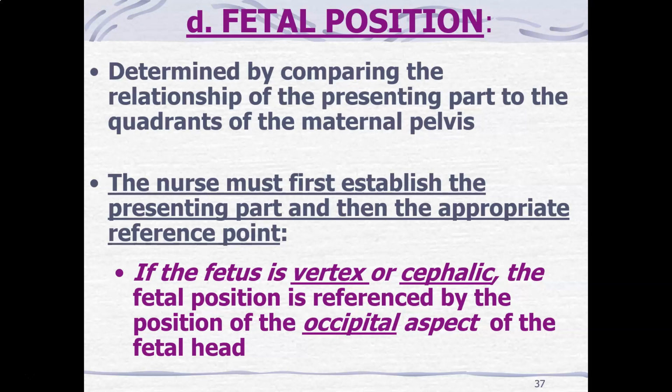So if the fetus is vertex or cephalic, that's the same thing, the fetal position is referenced by the position of the occipital aspect of the fetal head. So what is the occiput? Well, the occiput is in the back of the head, where if you feel your head, you can feel from your neck up, and then you feel where it sticks out, and I call it like a little shelf right there. That's the occiput.